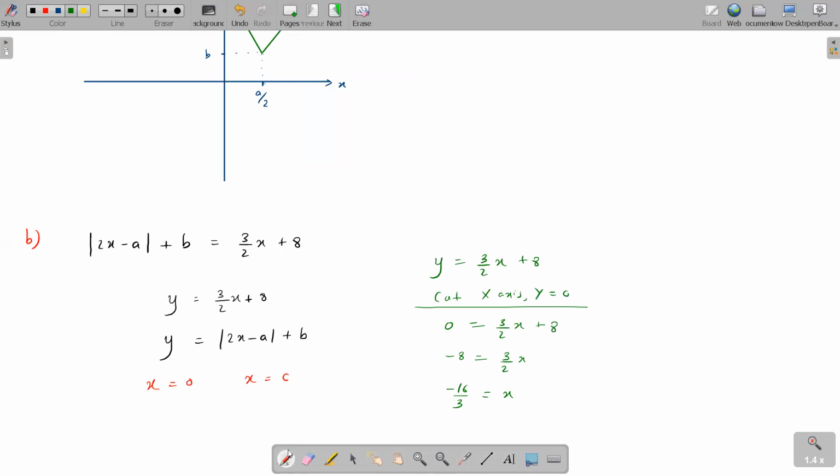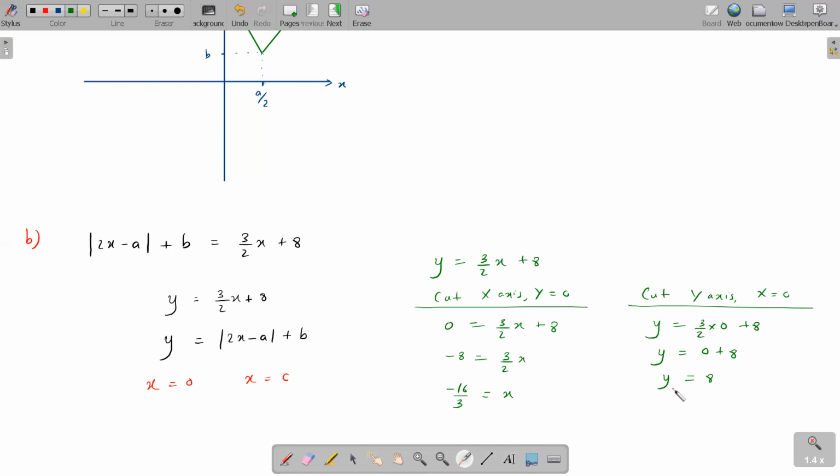Then the next one, you again get the place where your graph cuts the y-axis. So that is when x is 0. When x is 0, you get y equals 3 over 2 times 0 plus 8, which gives you y equals 0 plus 8, which is y equals 8. Am I going too fast? No, teacher. Okay, if anyone needs me to explain something, just let me know. So we get the point y equals 8.